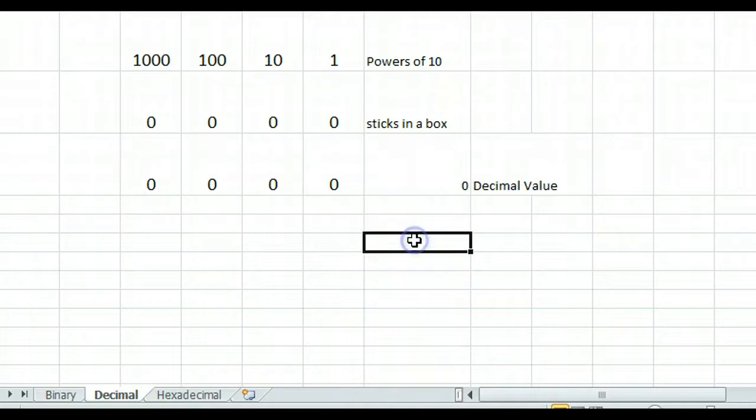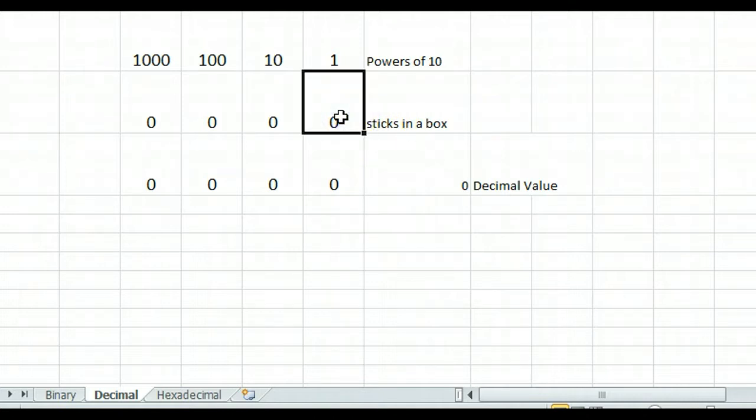I want to talk to you today about some numbering systems. Right now we use the decimal numbering system, and that's because we have 10 fingers. So our natural way of doing numbers was decimal. What I wanted to show you in the decimal system is something you might have forgotten, and that is sticks in a box. In first grade you were taught that our numbering system uses powers of 10.